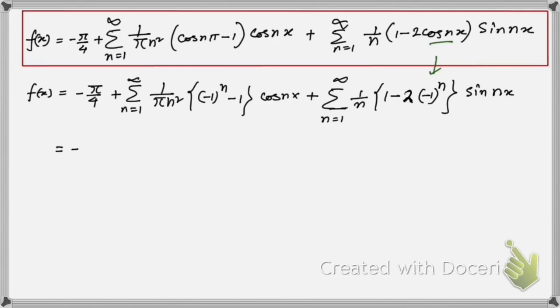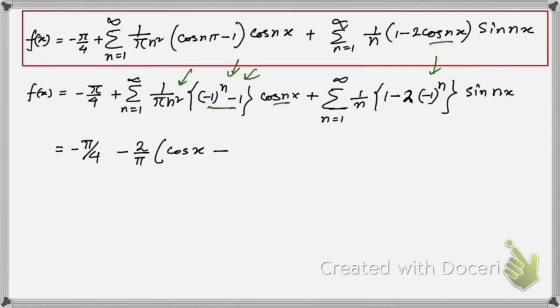So now let us expand this sum. So if you put 1 here, what you will get? If you put n is equal to 1, so this minus 1 to the power 1, that's going to be minus 1, minus 1, minus 1, that's going to be minus 2, right? And if you put here 1, then that's going to be 1 over pi. That means you're going to get minus 2 by pi. And here if you put 1, then cos nx, right? So that's what we're going to get, right?